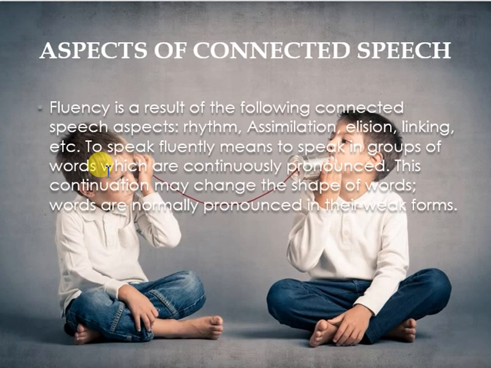So when you pronounce words in a fluent way, you have to put them in groups which are continuously pronounced. I mean, the connected speech is continuously pronounced. This continuation may change the shape of words. Words are normally pronounced in their weak forms.